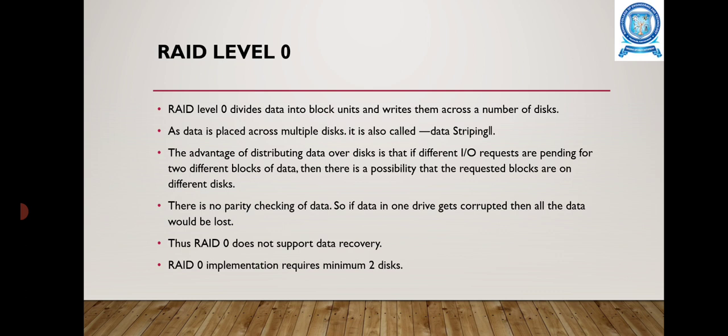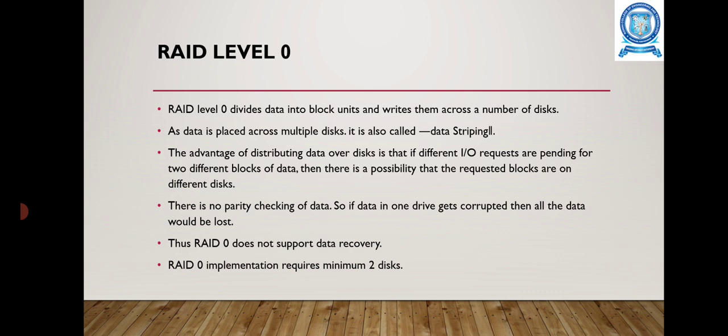RAID level 0. There are 7 levels of RAID. First one is RAID level 0. RAID level 0 divides the data into block units and writes them across a number of disks. As data is placed in multiple disks, it is also called data striping. RAID level 0 means data striping.